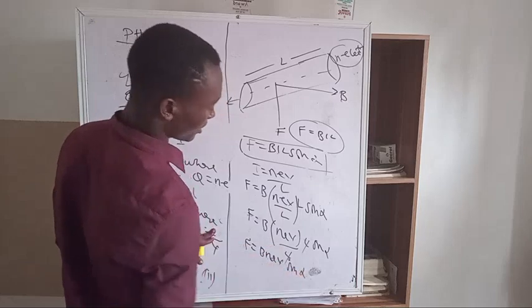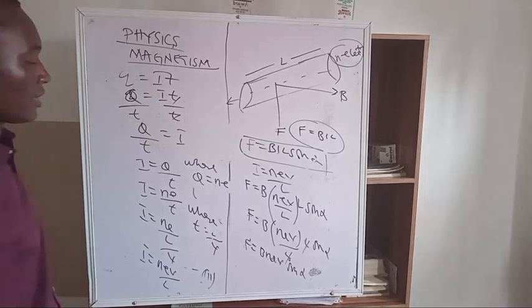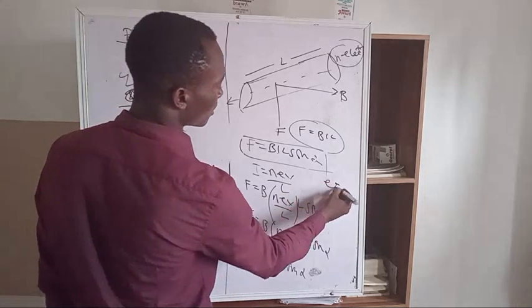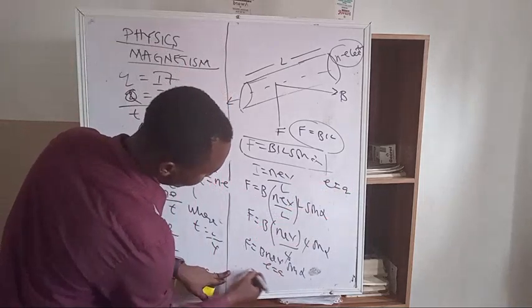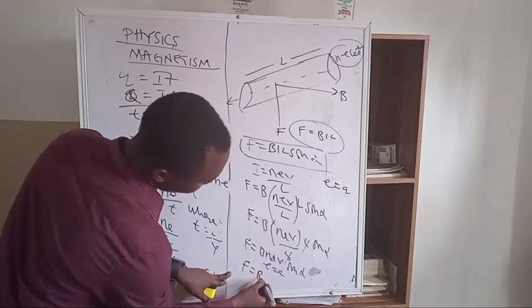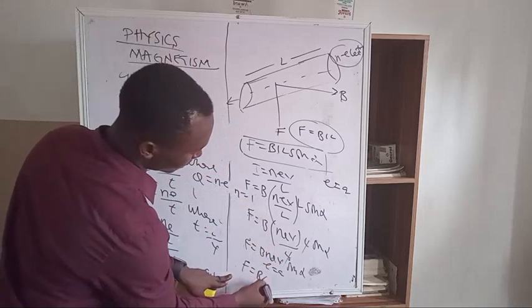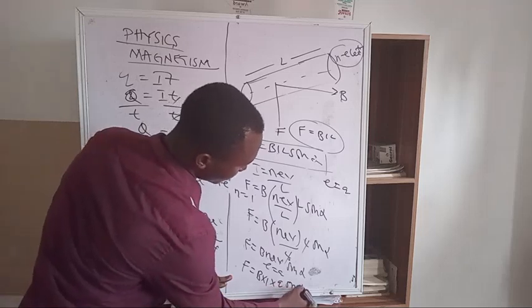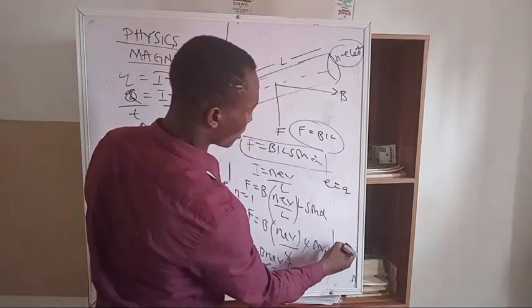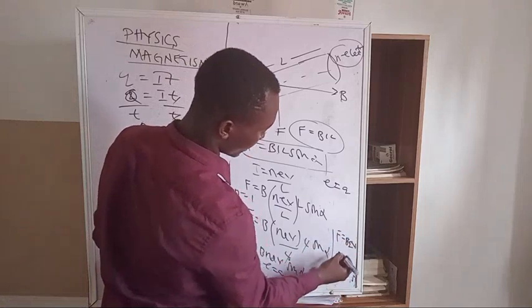So if F is equal to BNeV, my E is equal to Q. We have been doing that. E is equal to Q. So if E is equal to Q here, then I can also have F is equal to B. This N is number of electron is 1, so B multiplied by 1 multiplied by, anywhere you see E, write Q, then sine alpha. Then at the end, we are going to be having F is equal to BQV sine alpha.